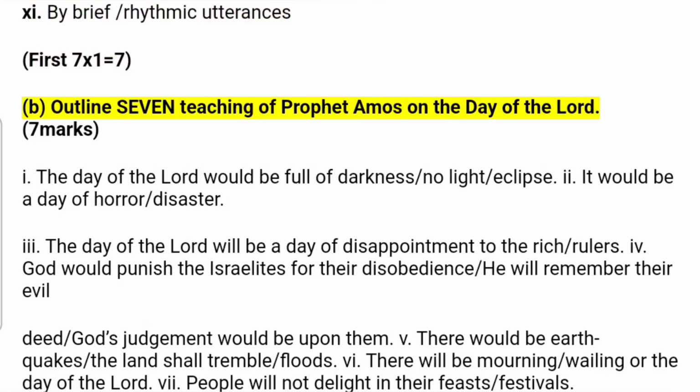B. Outline 7 teachings of Prophet Amos on the day of the Lord. 7 marks. 1. The day of the Lord would be full of darkness, no light, an eclipse. 2. It would be a day of horror and disaster. 3. The day of the Lord will be a day of disappointment to the rich rulers.